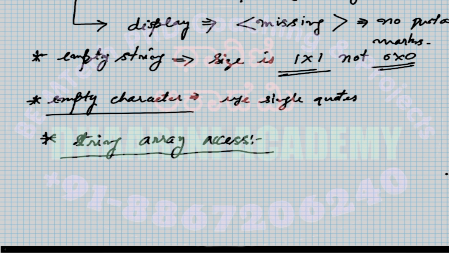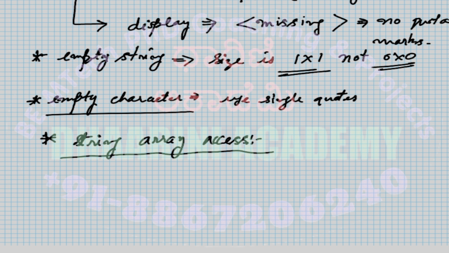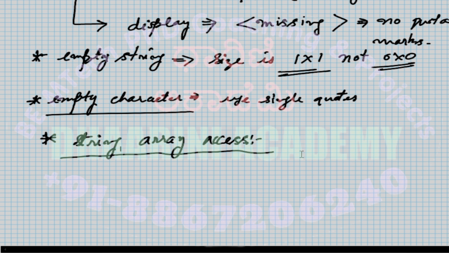Okay, so let us first create an array and then let us come back and check how to access the various types of elements.